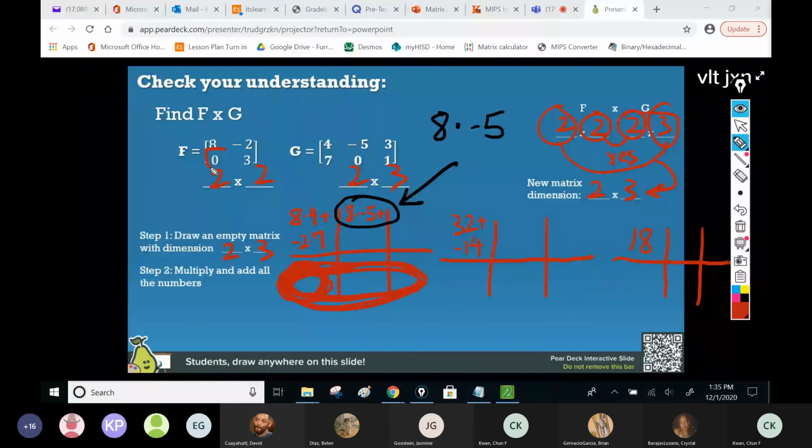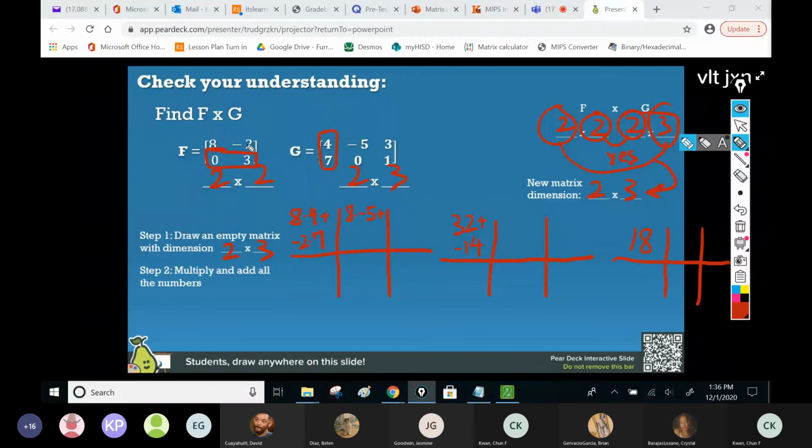So that means we need 0 right here. And then this is the first column, so we need 4 and 7 right here. All right, now let's try to figure this out. First number times first number, so 0 times 4, plus second number times second number, so 3 times 7, like this.